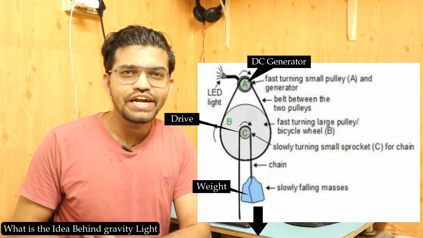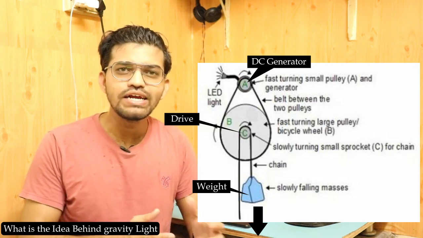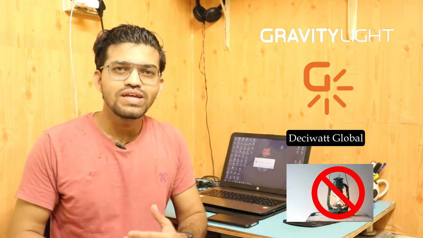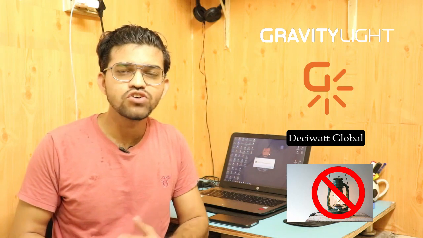This gravity light, or gravity powered lamp, was earlier designed by the company named Deciwatt, and it is used as an alternative to kerosene lamps. So let's move towards the further details of the gravity light.